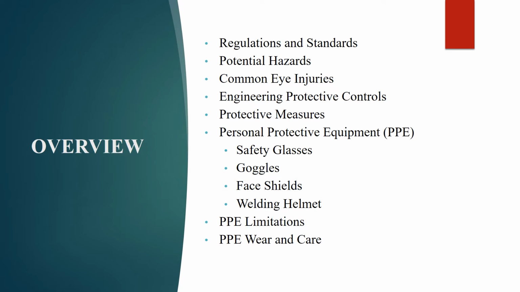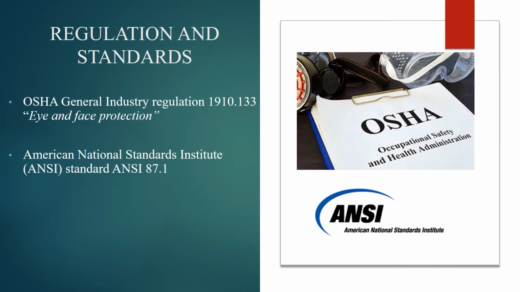In this training, we will cover regulations and standards, potential hazards, common eye injuries, engineering controls, protective measures, personal protective equipment, also known as PPE, limitations with PPE, and lastly, PPE wear and care. This training is in accordance with the OSHA General Industry Regulation 191.133, Eye and Face Protection. All eye and face protection PPE must meet the American National Standards Institute, otherwise known as ANSI, Standard 87.1.